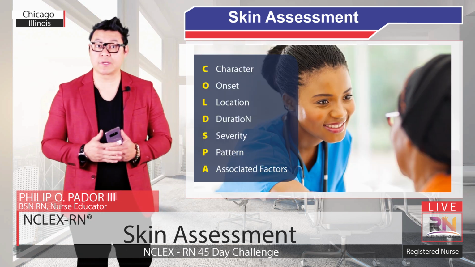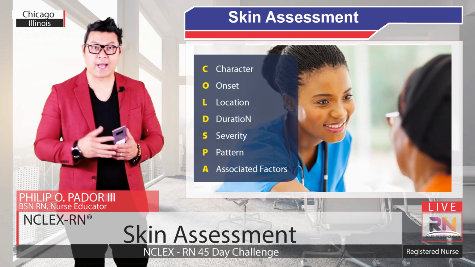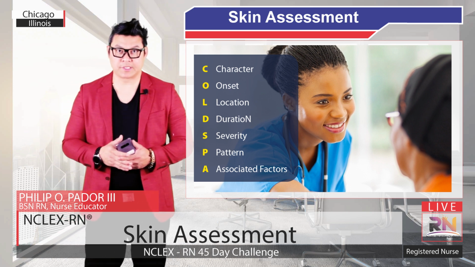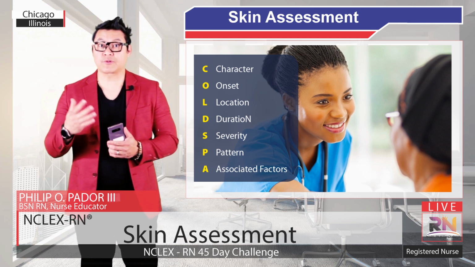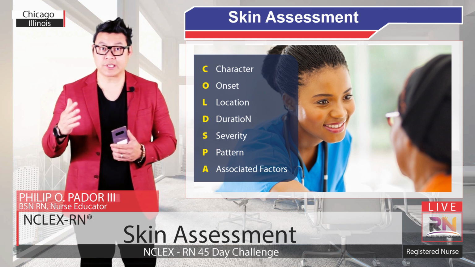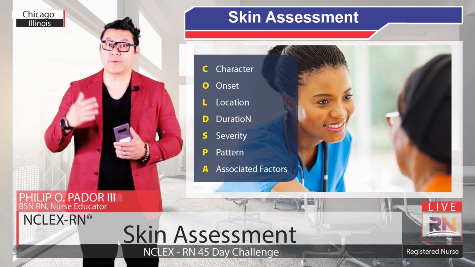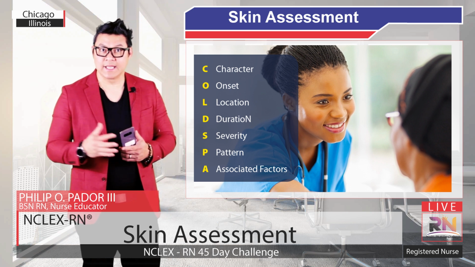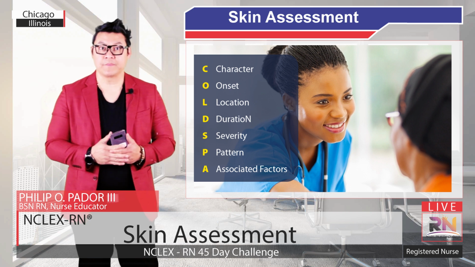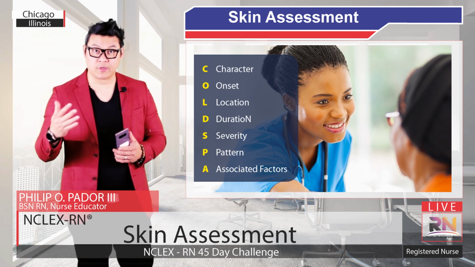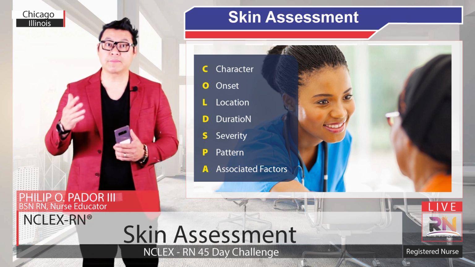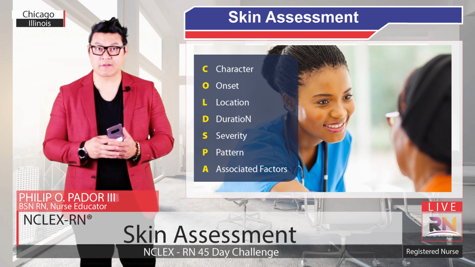When the patient shares symptoms, use the mnemonic COLDSPA as a guideline for collecting the needed information about each symptom. Character: describe the signs and symptoms. Onset: when did it begin? Location: where is it? Duration: how long does it last? Does it recur? Severity: how bad is it, does it bother you? Pattern: what makes it better or worse? And associated factors: what other symptoms occur with it and how does it affect you?